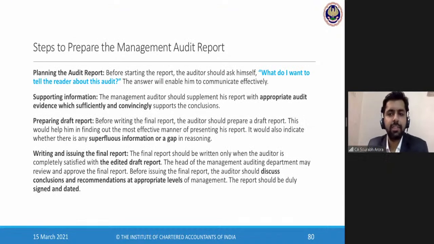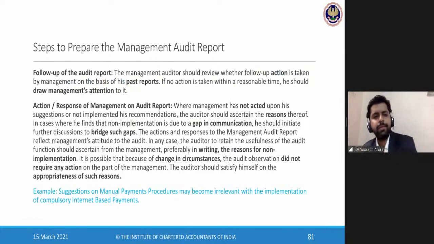Steps to prepare the management audit report: planning the audit report. So first of all, you write the first draft and you should ask yourself, what do I want to tell the reader about this audit? Second should be supporting information: appropriate audit evidence, sufficient audit evidence. Preparing the draft audit report: first draft you should prepare and then see where the superfluous information or gap is, and then writing and issuing the final report. Nothing much to it.